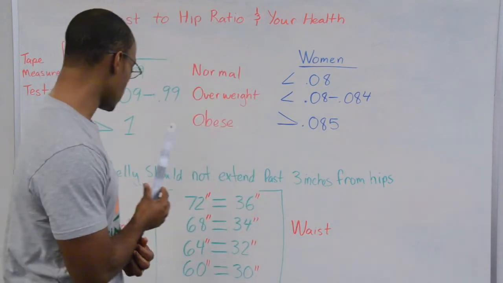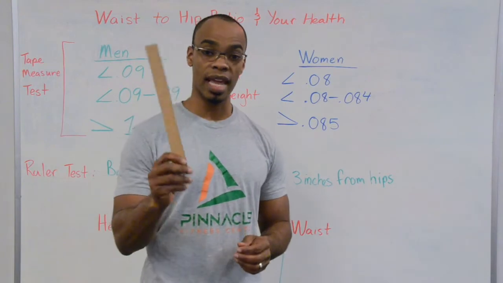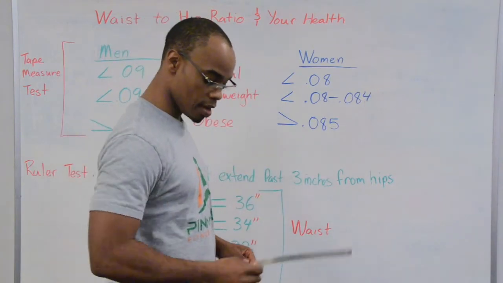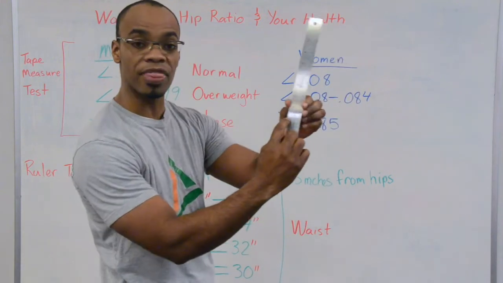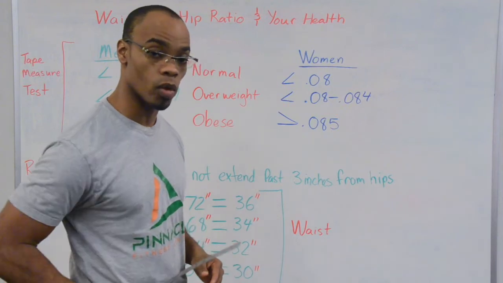The next test that I'm going to go over is the ruler test. So the ruler test, you're going to take a ruler from your hip bone, and you're going to look at the 3-inch mark. That 3-inch mark is going to help you determine where you're at.